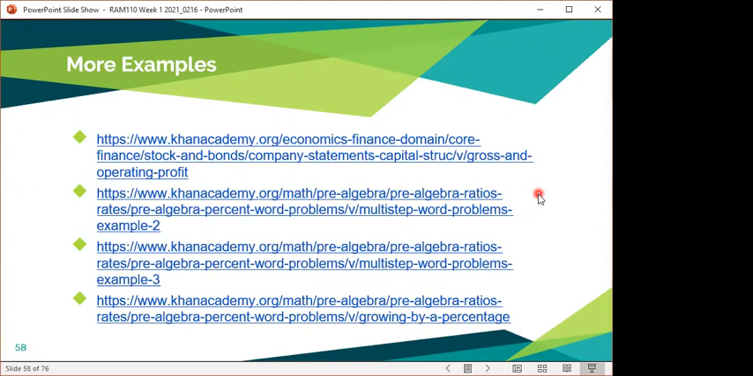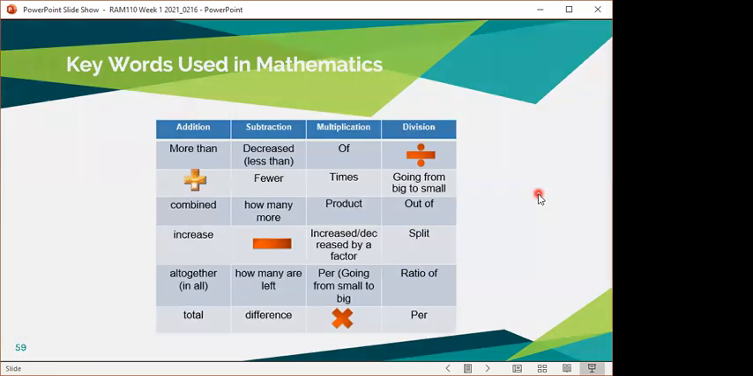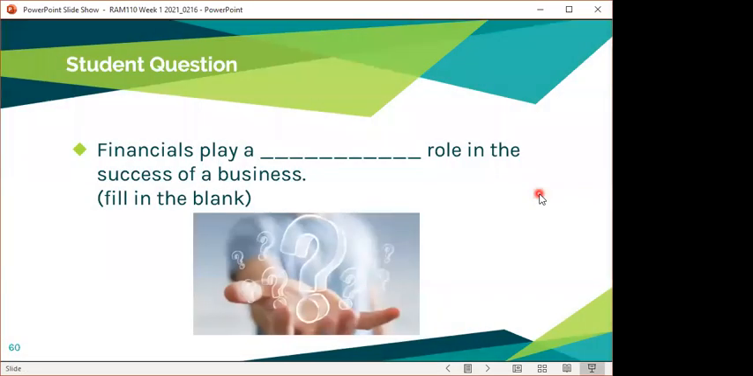Gross and operating profits, and then growing a certain percentage. All good videos for you as references to further expand your knowledge and understanding. Some key words used in mathematics: addition, subtraction, multiplication, and division. This is good, again, for word problems, just for understanding how something is explained and what mathematical symbol you should use in your calculation.